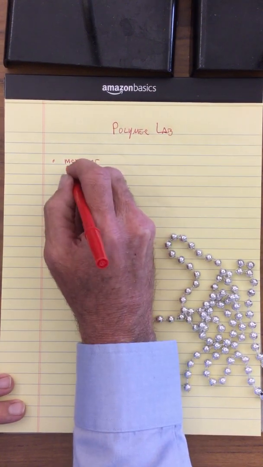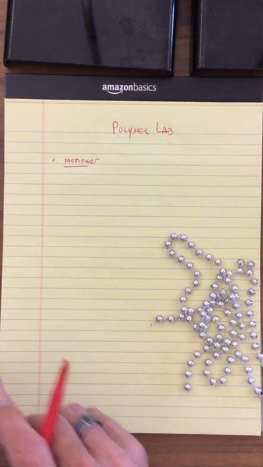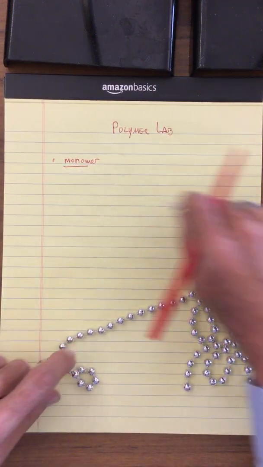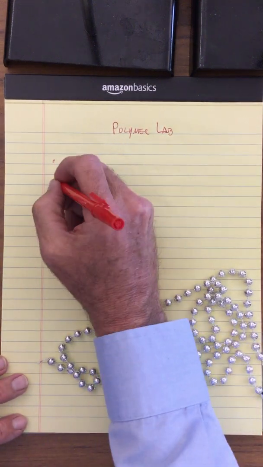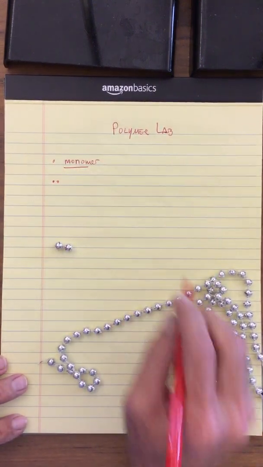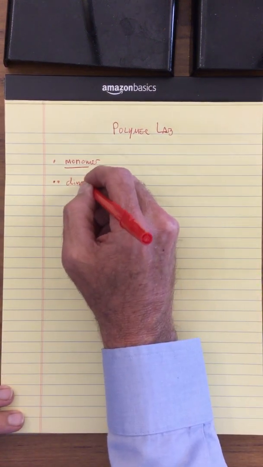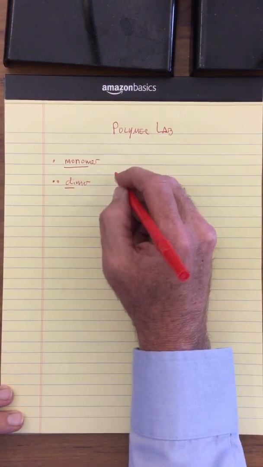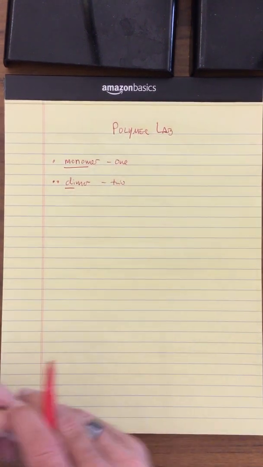Okay, and again, mono means we just have one of them. Now, over here, this is going to be our dimer. Okay, so we have our two units together, and this is going to be called a dimer. Di means two. So we have one, we have two.